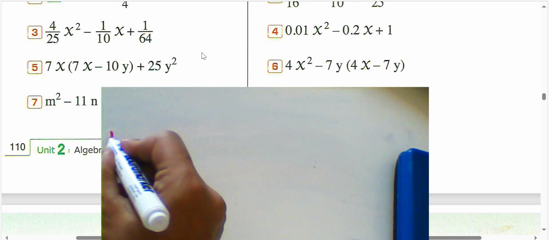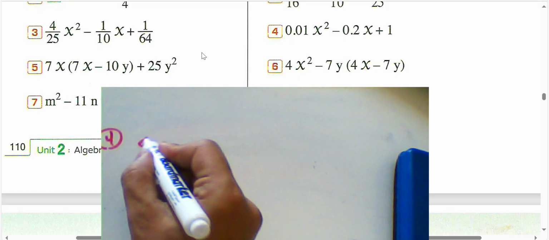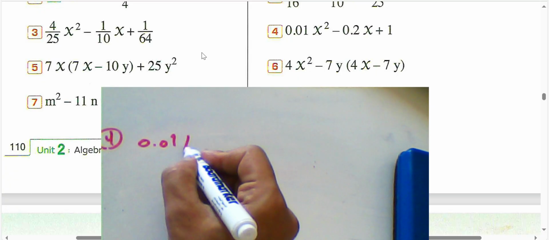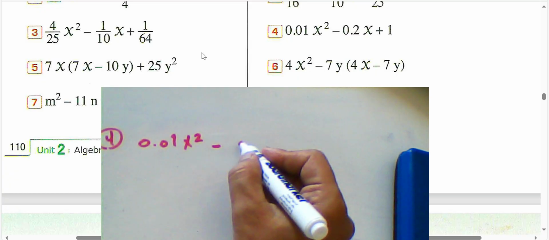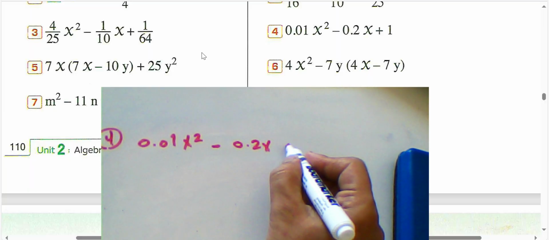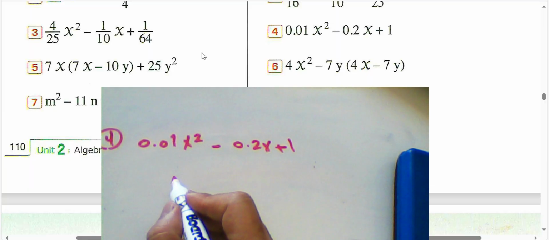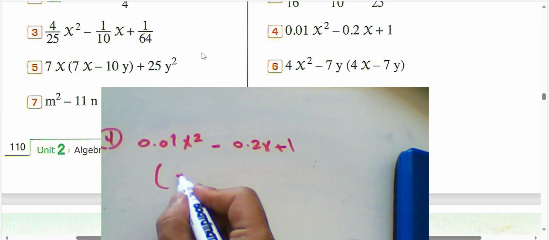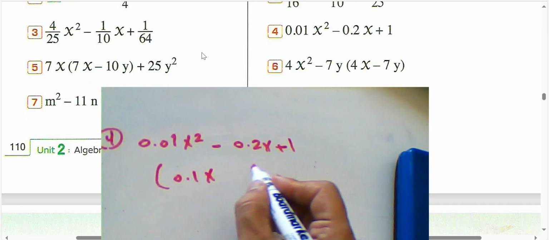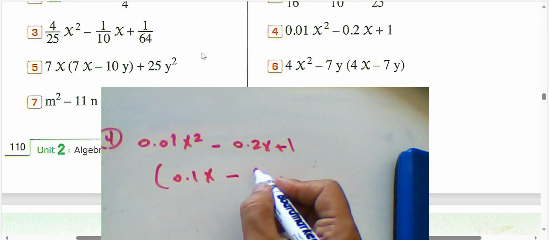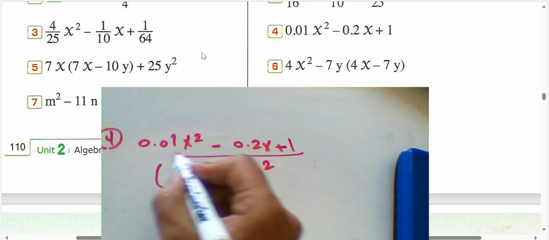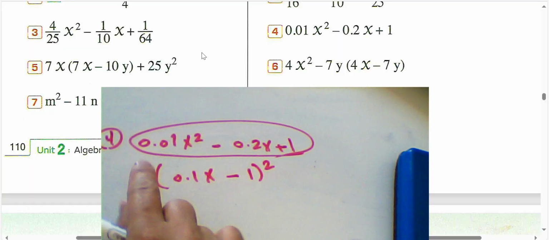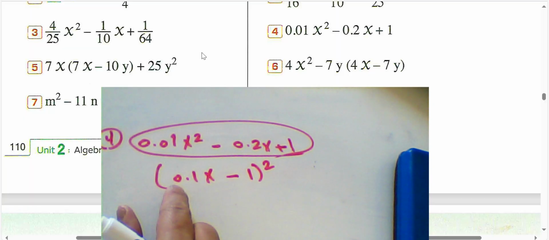Question number 4, 0.01x^2 - 0.2x + 1. This expression will be (0.1x - 1) whole power 2, because this expression we call it a perfect square. Square root of this number 0.01 will be 1/10.